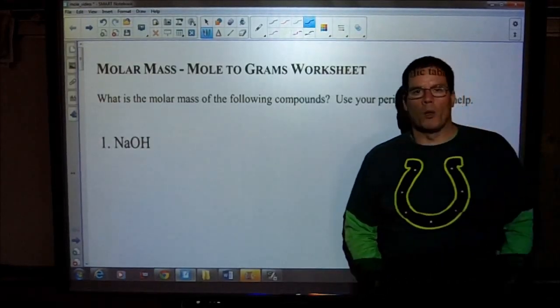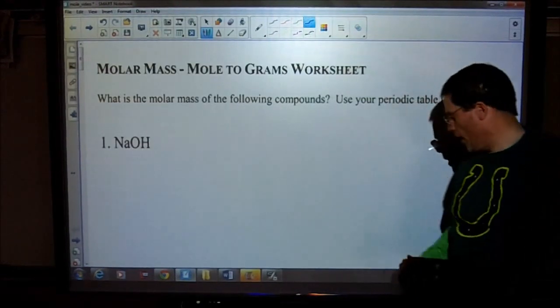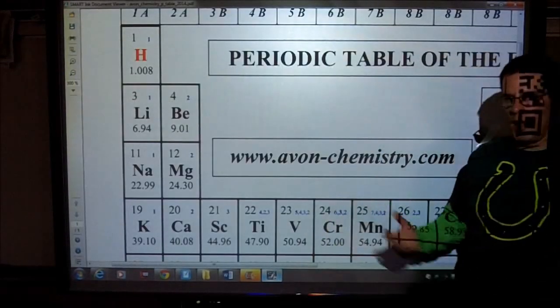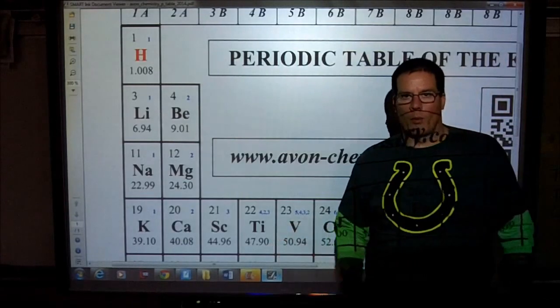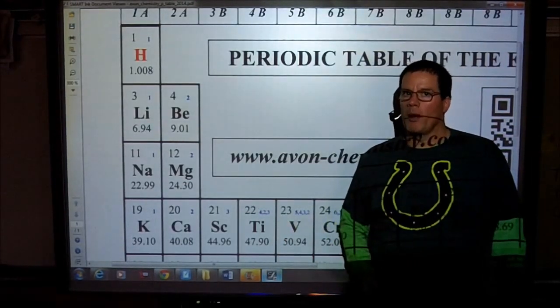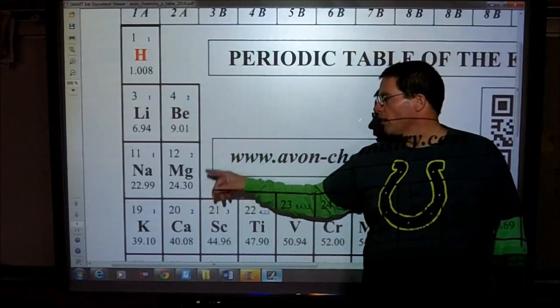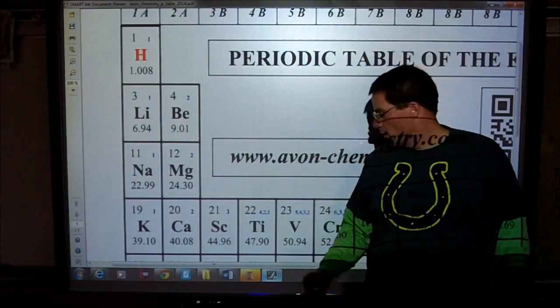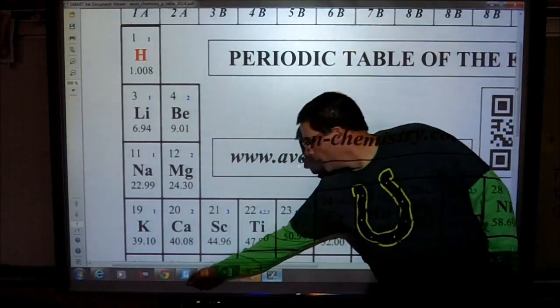So whenever you're working with this type of information, be sure to have your periodic table out. You always want to have your periodic table out because when we work with molar masses, I don't expect you to memorize the values. I don't expect you to memorize anything but the symbol on the periodic table. So let's take a look at number 1.